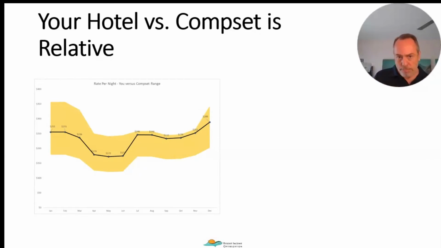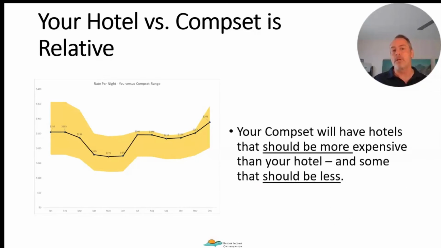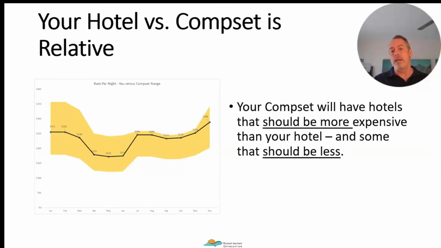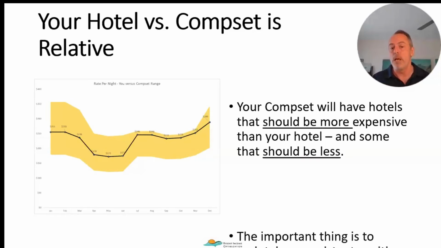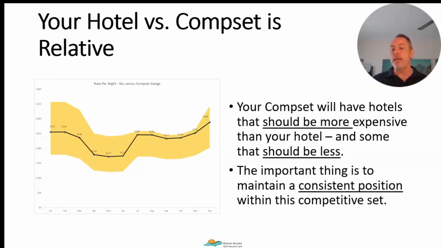So let's talk a little bit about compset. It is relative. So what do I mean by that? Your compset may have hotels that should be more expensive than yours and some that should be less. So maybe your correct position is to be right in the middle of the compset, but maybe your correct position is to be in the bottom 20% or the upper 20% of that distribution. The important thing is to maintain a consistent position within that competitive set.